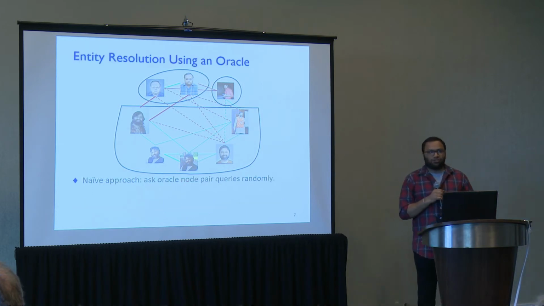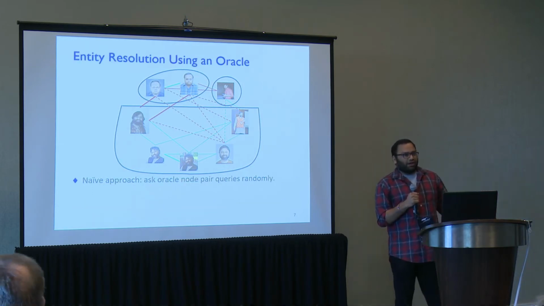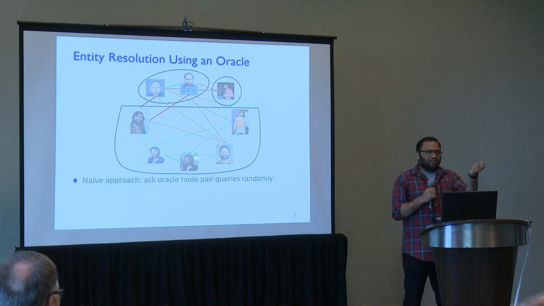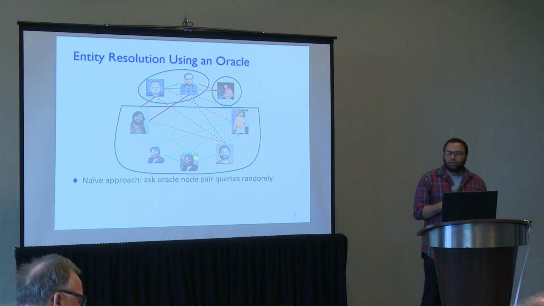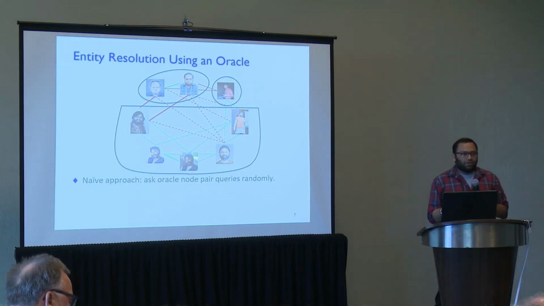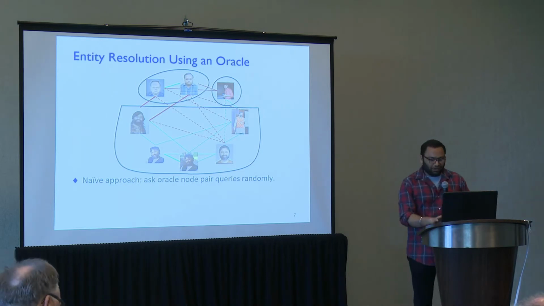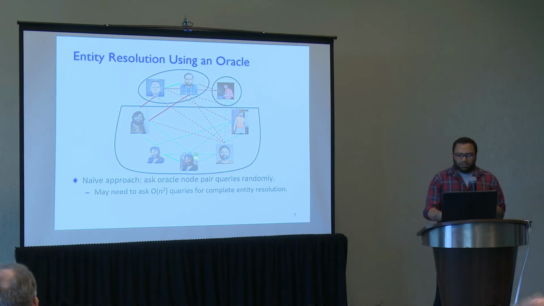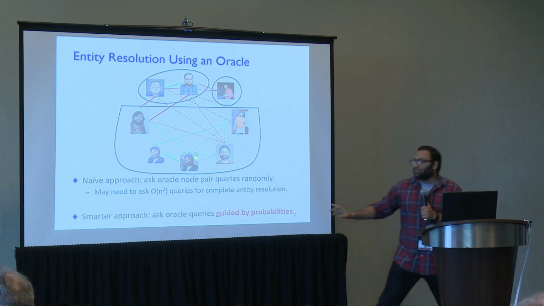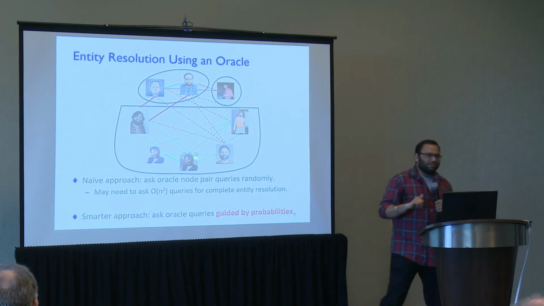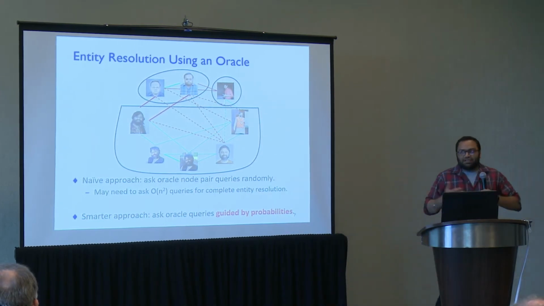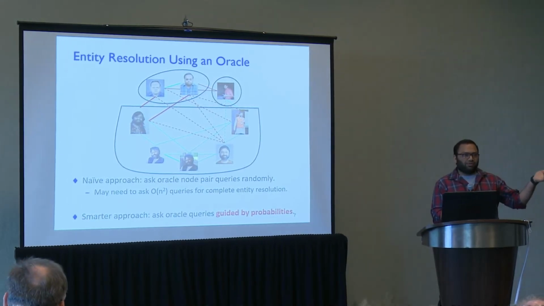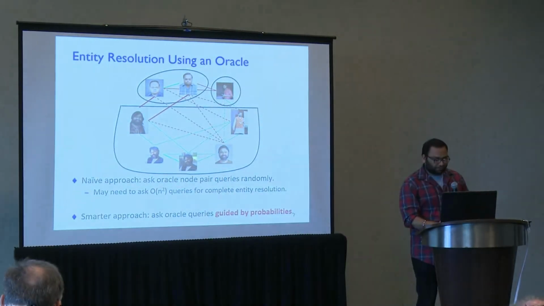What would be the naive approach of asking the oracle? We could ask the oracle random node pair queries, and the oracle would return yes or no. If it says yes, we'll add them to the same cluster, and if it says no, we'll continue. This is a very dumb approach because it is order n squared. It will take order n choose 2 time to complete the entity resolution procedure. The smarter approach could be to look at the edge probabilities of these pairs and sort the edges or follow a procedure using those probabilities as a guidance to ask queries to the crowd or the oracle.